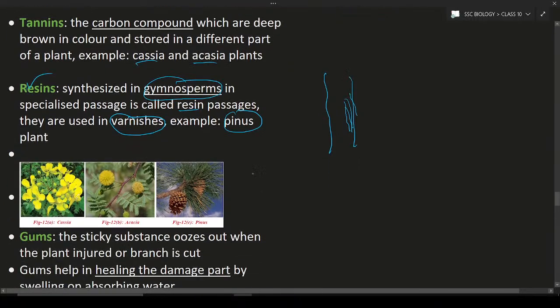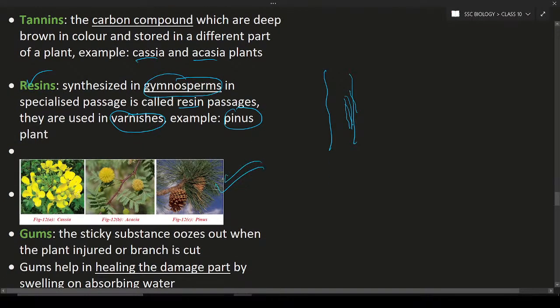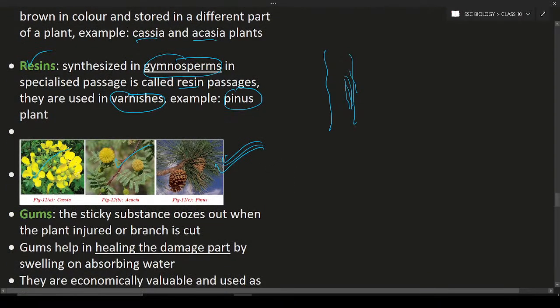Okay, here you can see the pinus plant. This is a pinus plant. And this is the acacia and also cassia plant. Especially in Telangana, in some festivals, we use these flowers for the preparation of Bathukamma or for the preparation of idols and so on. We will use these flowers.